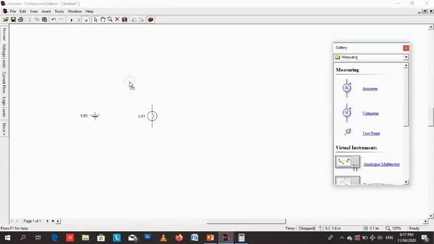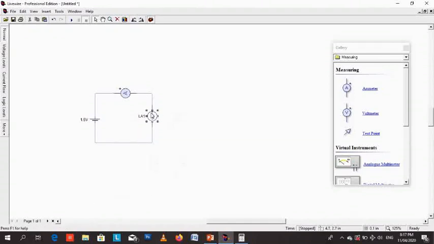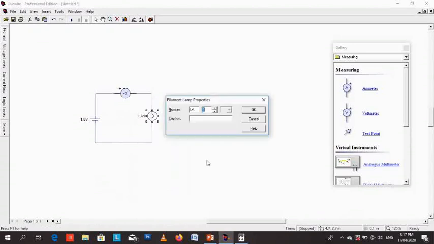Let's get our measuring instruments, ammeter. We want to measure the current flowing through the filament. Click connect, click connect, click drag, click connect. Right click, let's change the properties, or let's leave it as 1.5.